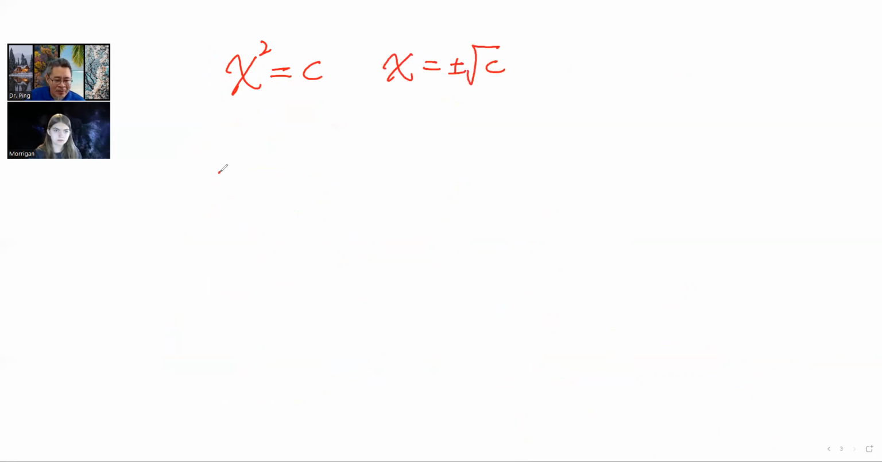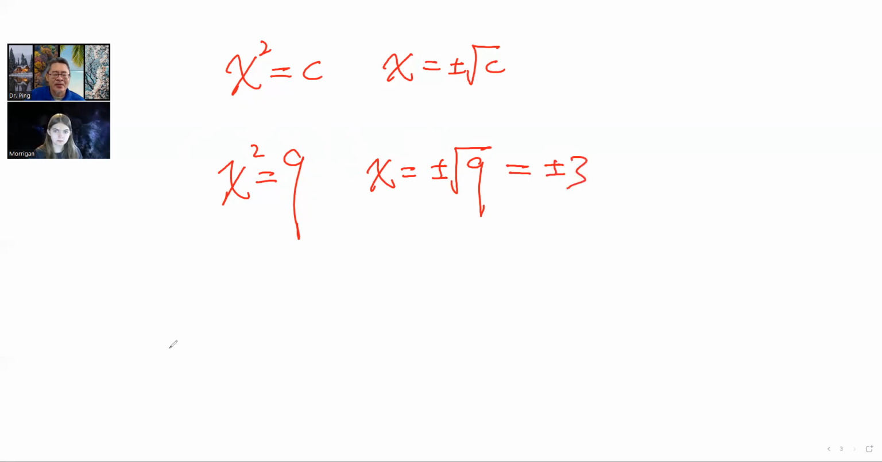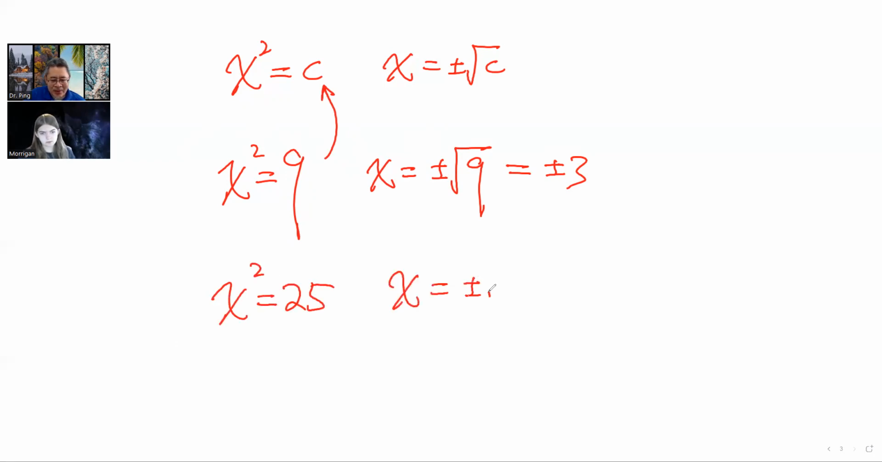So therefore, when we have something say x squared equals 9, then x is plus or minus the square root of 9. We know the square root of 9 is 3, so it's plus or minus 3. Good? Okay. We just basically plug the value into c. Or if x squared is 25, then x is plus minus the square root of 25, which is plus minus 5.